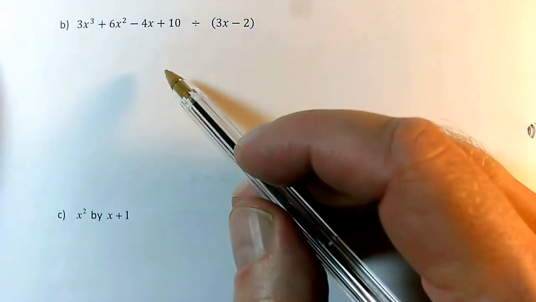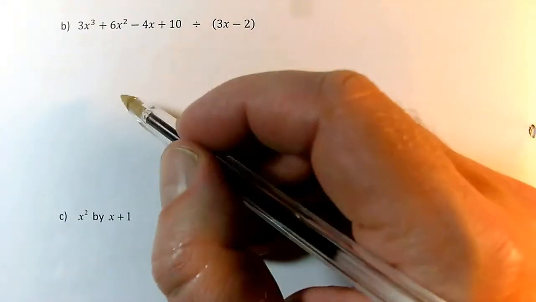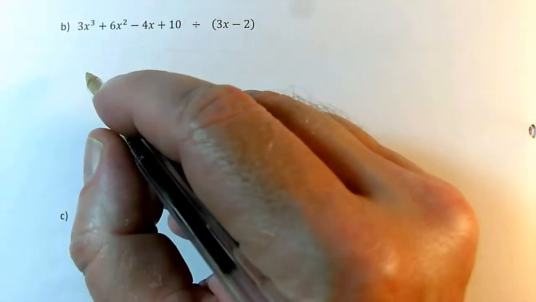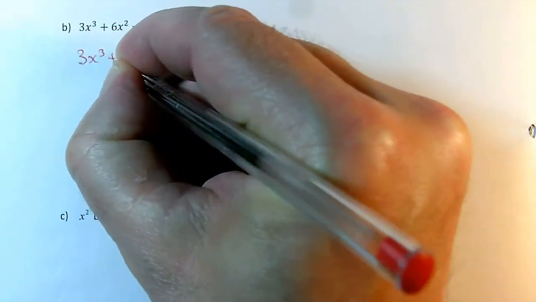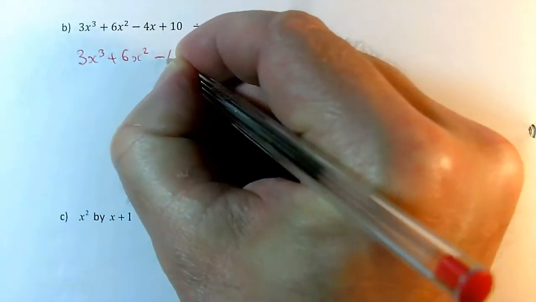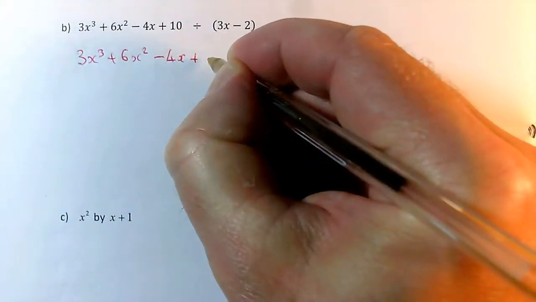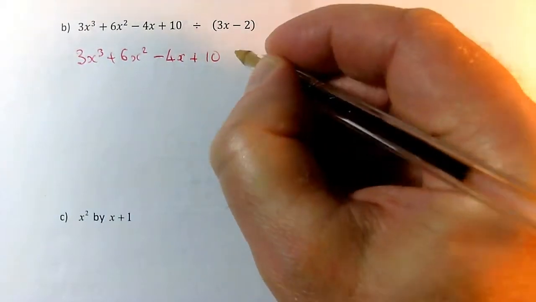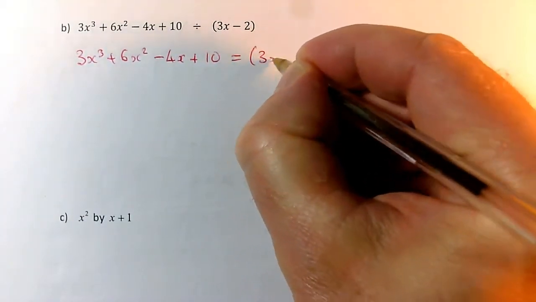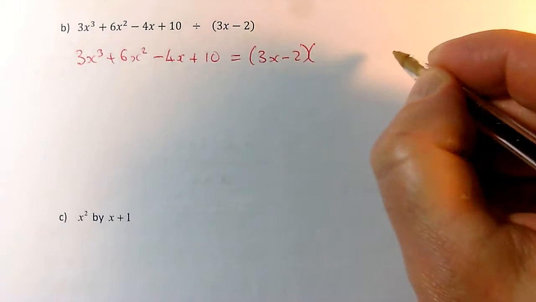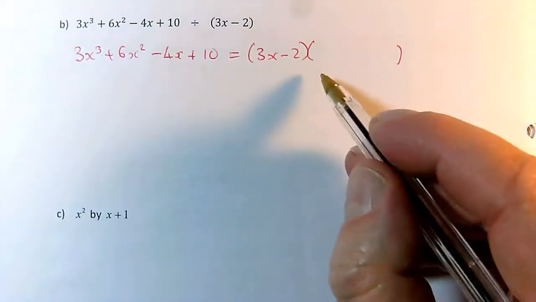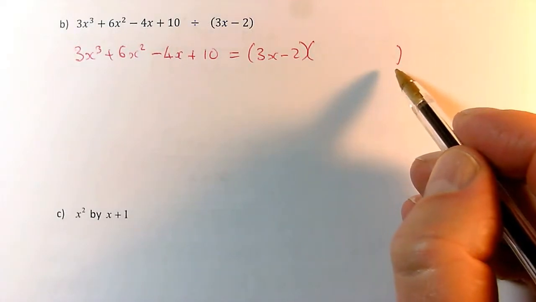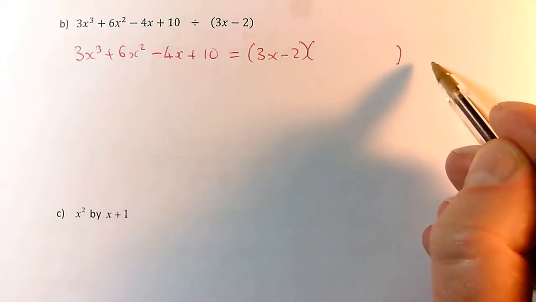Okay, hopefully after watching the previous video, you've got an idea what's going on with these, but I'll rattle through it. Okay, so we want to divide 3x cubed plus 6x squared minus 4x plus 10 by this bracket, which means we want to say, what can I multiply that bracket by in order to get this answer? Okay, because I don't expect it to be exact, I expect there to be a remainder, so there's going to be something here as well.